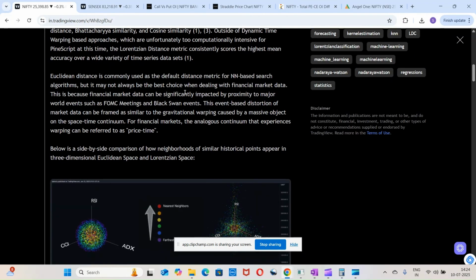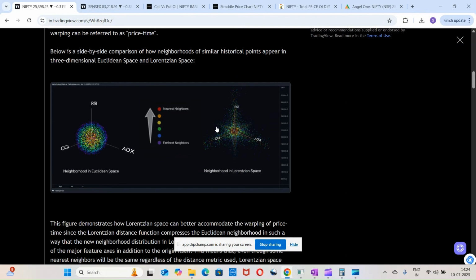He also says that when dealing with financial market data, such as FOMC meetings or black swan events, this indicator is very good. This event-based distortion in market data is basically similar to gravitational warping. So it is good for financial markets, especially during certain events. And this is how he classifies it: CCI, ADX, and RSI, with nearest neighbors and farthest neighbors.